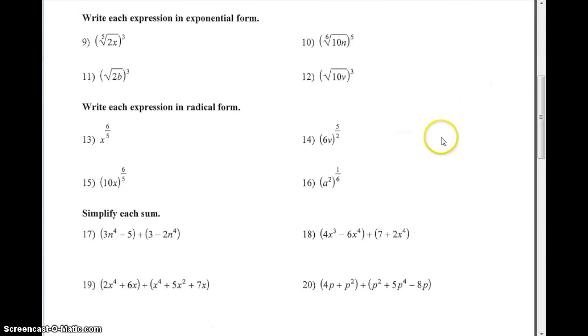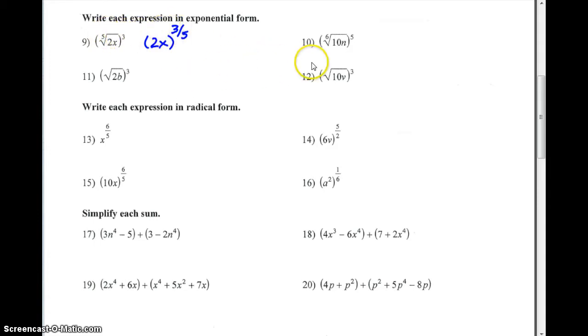Okay, let's go ahead and take a look at number 9. First off, 2x is what we call the radicand. So I would go ahead and write 2x in parentheses. Now I need to take this to a fractional power. So it's going to be 3 over 5 as my exponent. Now the reason I know 5 is in the bottom is because 5 is inside the root symbol. The 3 on the outside will be up top.